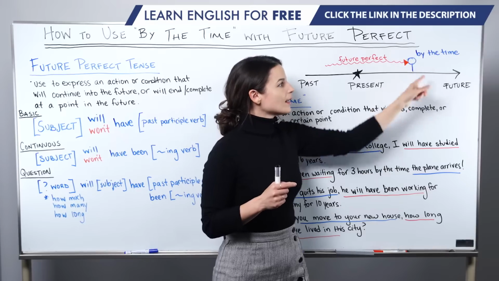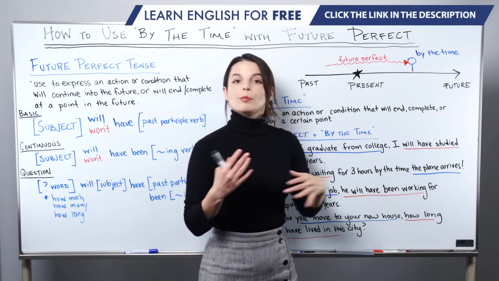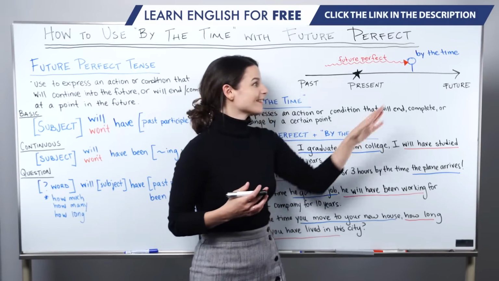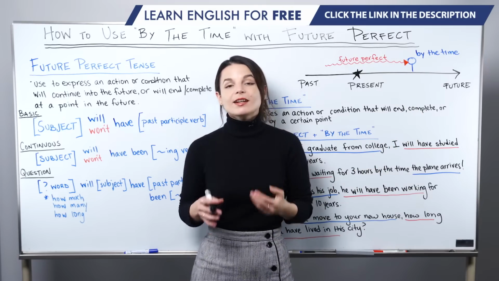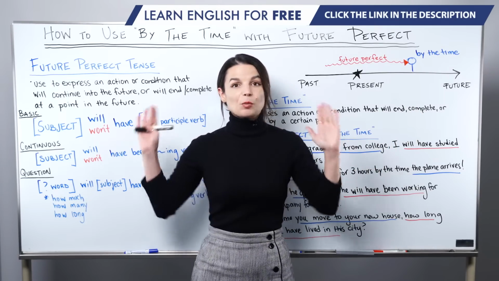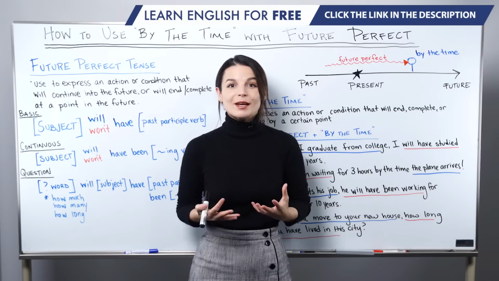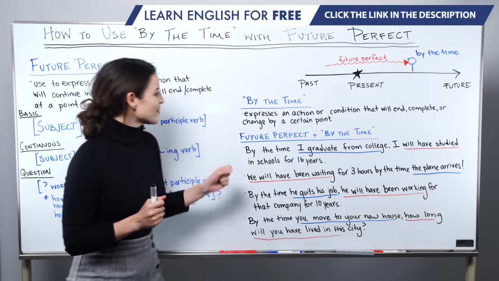So this by the time point marks something of significance, yeah? So depending on what we want to communicate, there can be lots of different things that by the time tells us, okay? So let's look at some examples of these 2 points together and see why they're important and how we can use them to talk about our future plans, okay? So let's look at some examples.